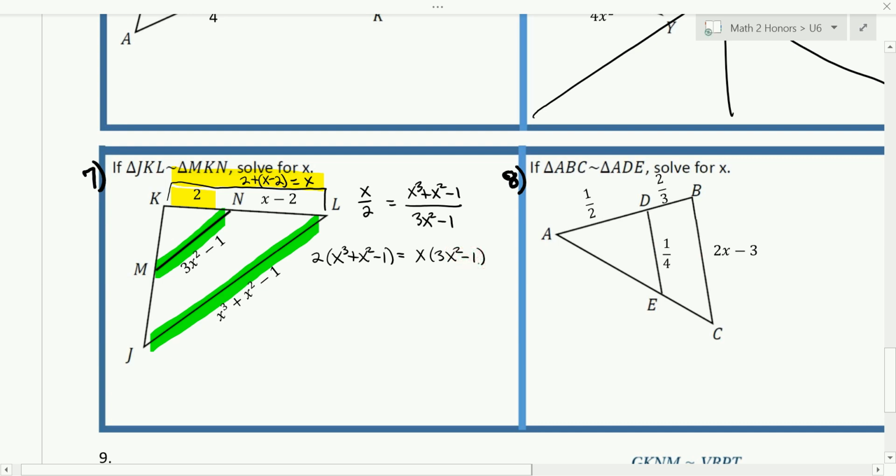After you may set up your proportion differently than me, because there's 4 different ways to set it up correctly. But after you cross multiply, we should all be at the same place. Okay? Distribute. 2x cubed plus 2x squared minus 2 is equal to 3x cubed minus x. And actually, I wasn't thinking. I should have went the other way because I wanted my 3x cubed over there, but that's all right. No problem.